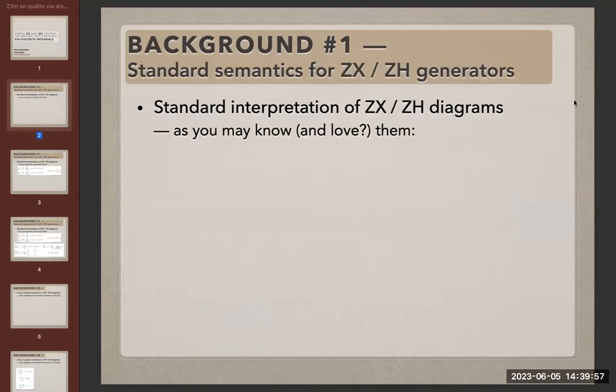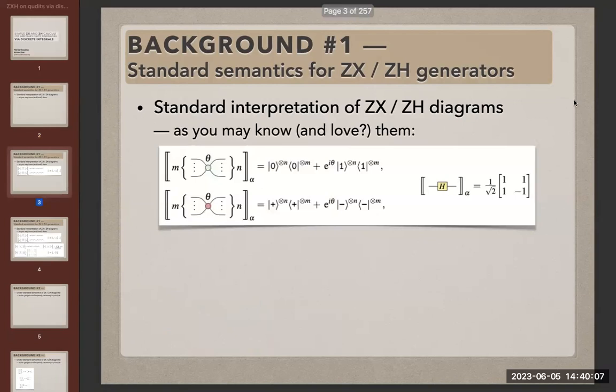Okay, so ZX and ZH, of course, this audience knows them very well. The standard interpretation of ZX and ZH diagrams on qubits specifically is along these lines, where you just have a sum over either a standard basis or a conjugate basis. You have a phase parameter, which defines an angle that defines a relative phase between the two terms. And then also you have the Hadamard. Depending on how much of a purist you are, it's not strictly necessary, but it's often useful just conventionally to explicitly recognize this as a generator.